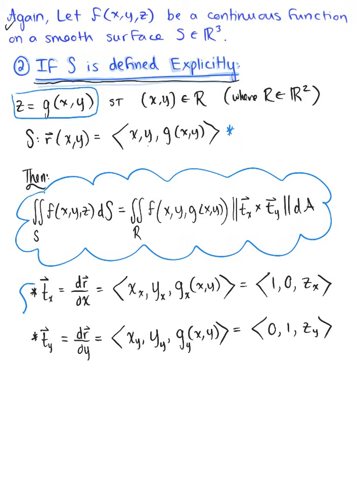And using our knowledge of the cross product, we know if these two tangent vectors are tangent to the surface or parallel to the surface, then a normal vector is defined by the cross product of these two vectors.